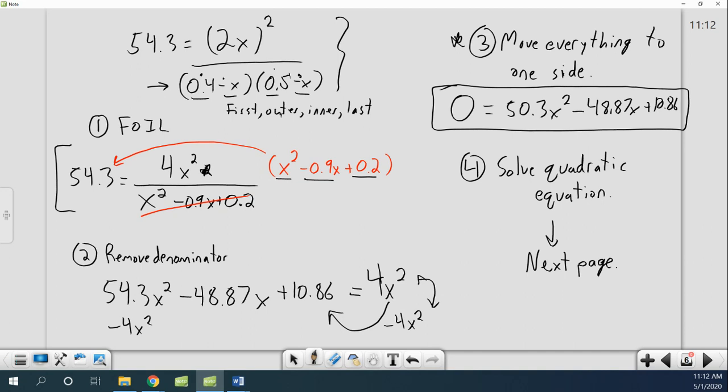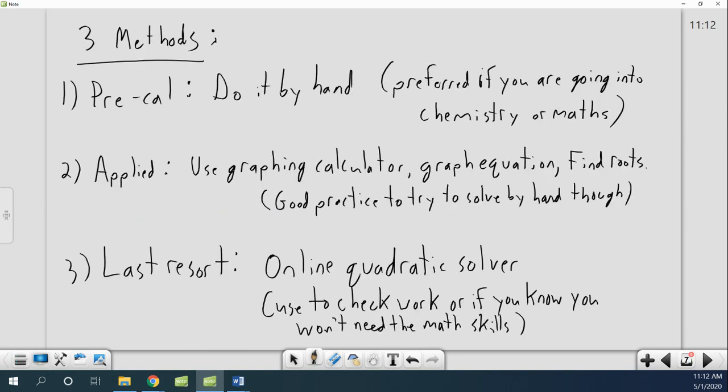So, quadratic equation solutions. I'm going to give you guys a little tip, 3 tips actually. How do you solve it? 1, if you are a pre-cal student or you are going into chemistry or math, you're going to want to do this by hand. And I'm going to walk through how to do this by hand right after this slide, so you'll see the full solution.